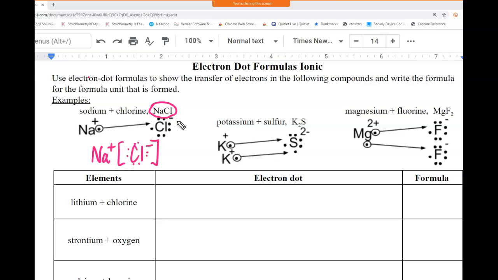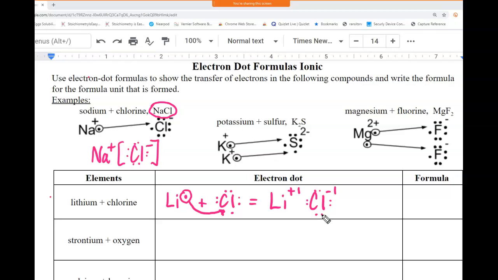If I'm taking a look at lithium plus chlorine, lithium is in group number 1, so lithium has 1 valence electron. It is going to get added to chlorine, which is in group number 17, which means that it has 7 valence electrons. So in the process, lithium is going to transfer its electron to chlorine, and lithium then will become lithium with a 1+ charge, and chlorine will become chlorine with a 1- charge because it has all 8 of its electrons.